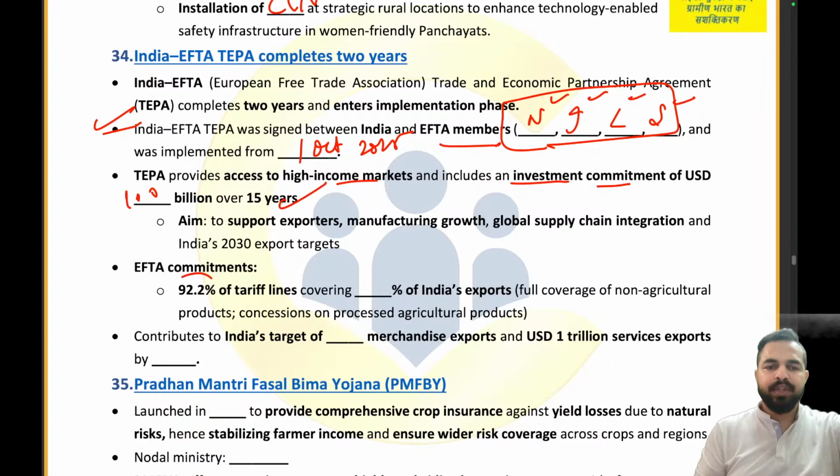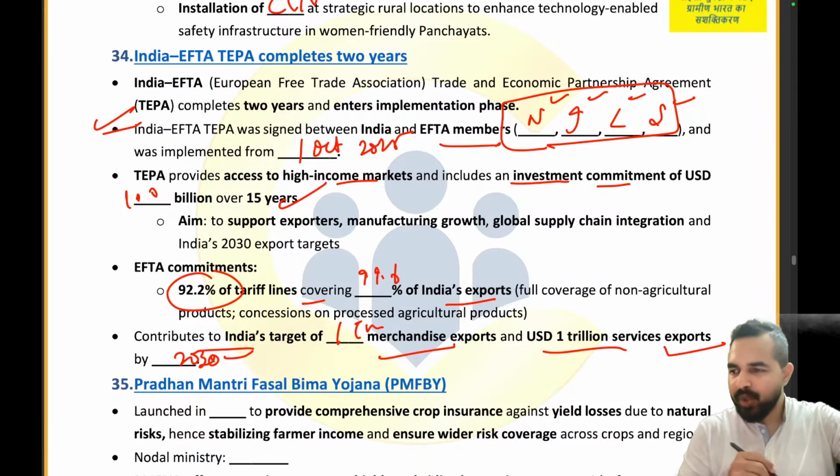The 92.2% tariff lines cover what amount of exports? 99.6% of the Indian exports. It contributes to India's target of 1 trillion merchandise exports and USD 1 trillion service exports by which year? By 2030. Absolutely right. 2030 is the right answer. Well done, my dear friends. All of you have given me the right answer.